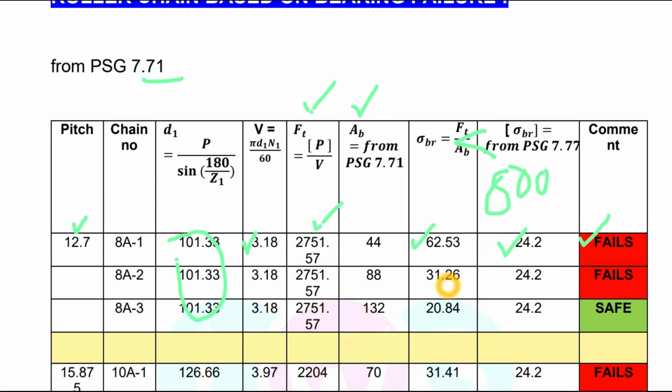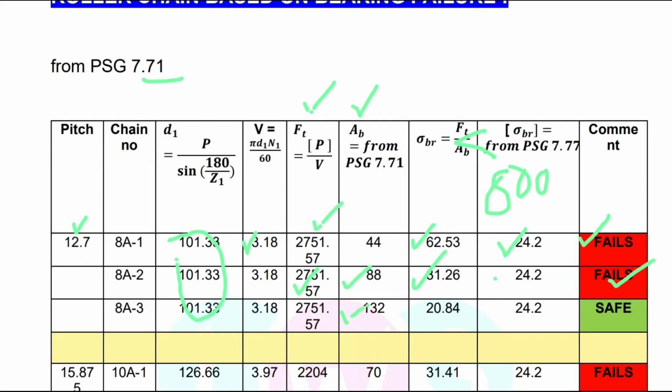Next, we will put the check for another row. For another row, put the value of FT and AB. Now this FT and this AB. Okay, put the value, substitute, you get the value 31.26. So here also it fails. So again it fails.